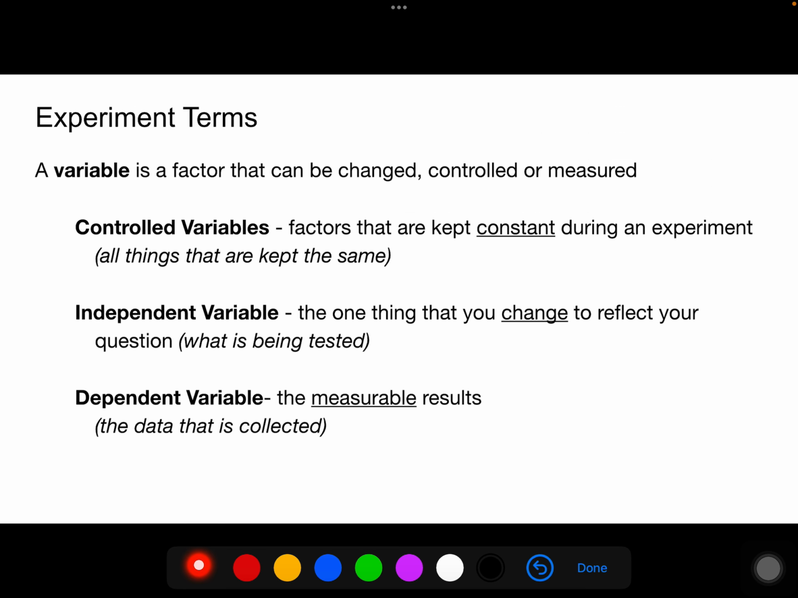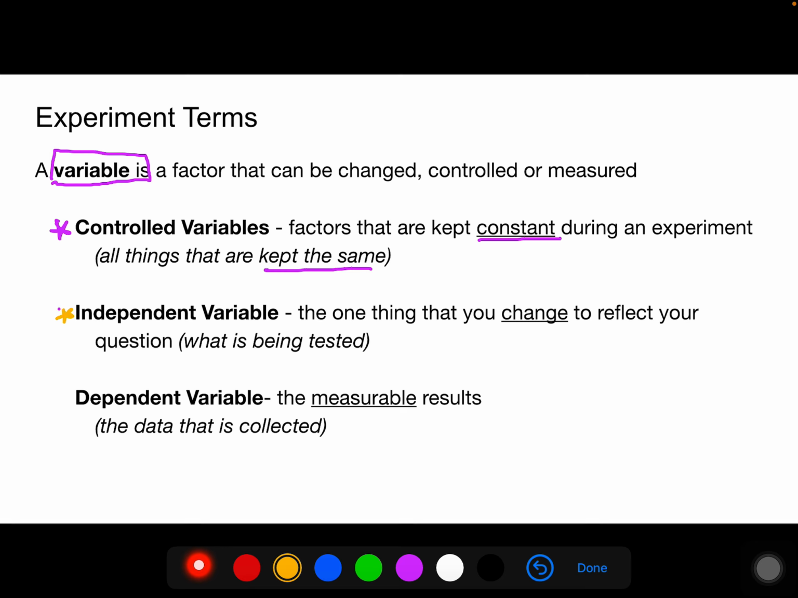So let's circle back to these variable terms. Variables are things that we can change, control, or measure in our lab experiment. Controlled, these are the ones that I really like to think about when we make an experiment, is these are all the things that we want to keep the same or keep constant during the experiment. I don't want there to be any fluctuation with these because then my independent variable is not going to show the results related to that.